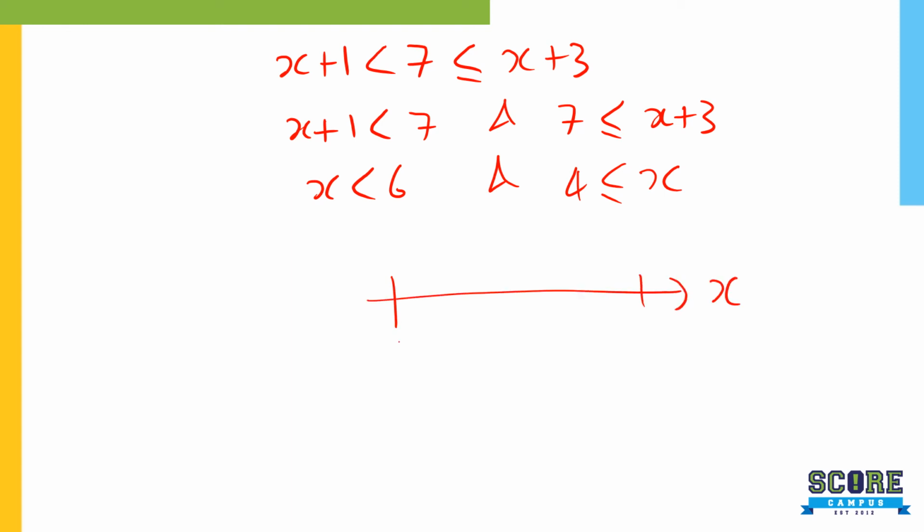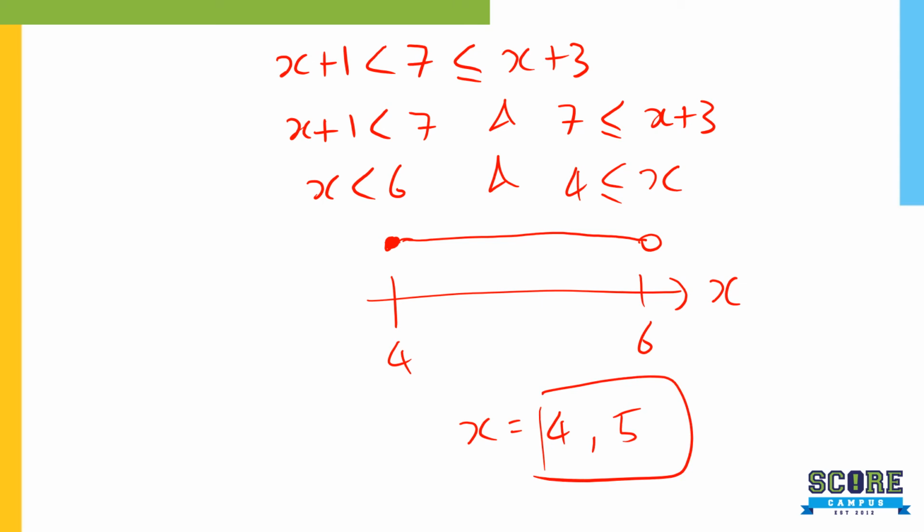You have 4 here, you have 6 here. At the 4 you have it shaded, at 6 you don't have it shaded. x is smaller than 6, x is greater than or equal to 4, so this is your range. So basically x can take the values of 4 and 5. It cannot take the value of 6. These are your answers. So this is the slightly more difficult inequality where you get two inequalities combined. You just need to split it up and you'll get your answer.